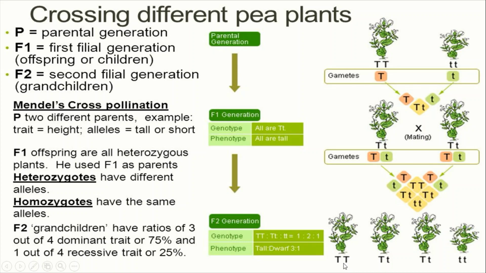Half will be heterozygous tall and 1/4 will be homozygous dwarf. That is, 25% of plants will be homozygous tall, 50% heterozygous tall and 25% homozygous dwarf. The phenotypic ratio of tall and dwarf will be 3:1 and the genotype will be 1 homozygous tall, 2 heterozygous tall and 1 homozygous dwarf.